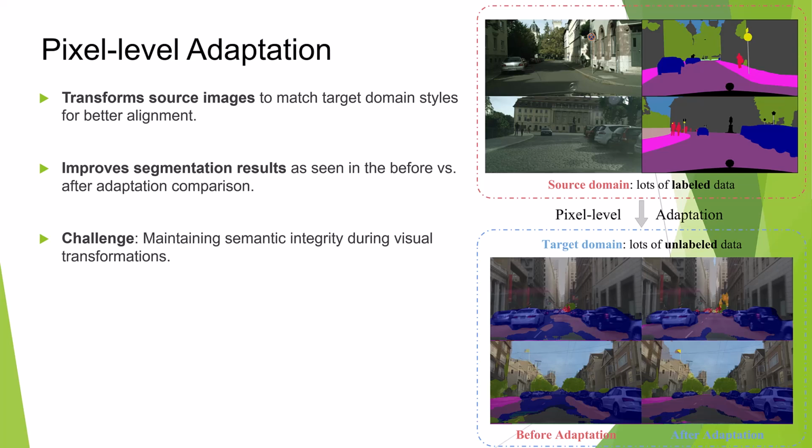By doing this, we reduce the gap between domains, enabling models trained on one domain to perform better on the other. The before adaptation examples show how the segmentation is misaligned, while the after adaptation examples demonstrate improved alignment with the target domain. This approach is particularly useful when we have access to abundant synthetic data but need our models to perform well on real-world data. However, as we can see, ensuring that semantic consistency is maintained remains a challenge, especially when transforming complex scenes.